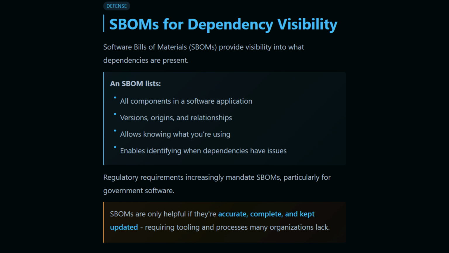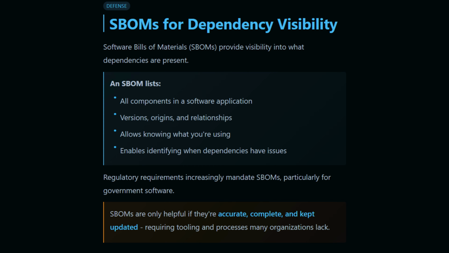And software bills of materials controls. SBOMs provide visibility into what dependencies are present. An SBOM lists all components in a software application, including versions, origins, and relationships. This allows organizations to know what they're using, identify when dependencies have issues, and respond when vulnerabilities are discovered.